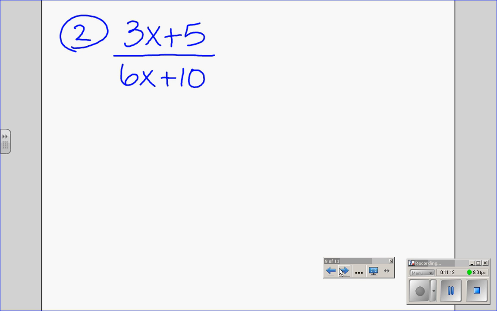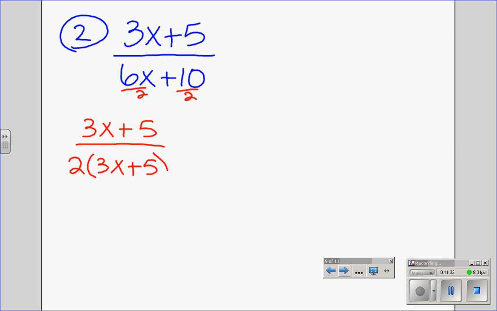Number 2, you're going to leave the 3x plus 5. Denominator, 6 and 10, can be divided by 2. 3x plus 5's cancel out. Nothing on the top, so we're going to fill in a 1 to get 1/2.